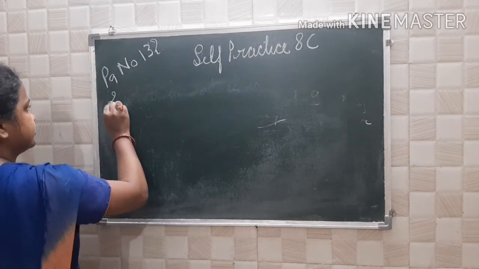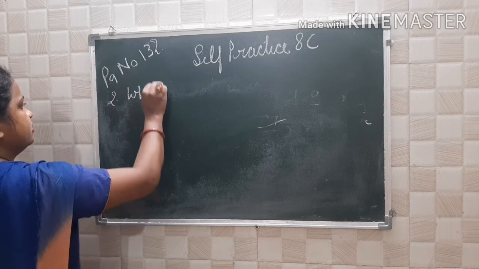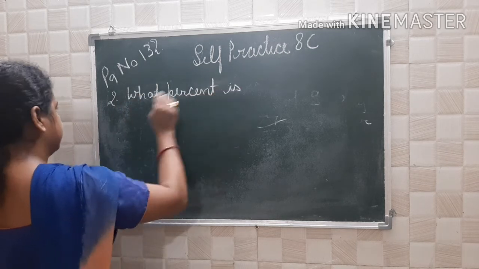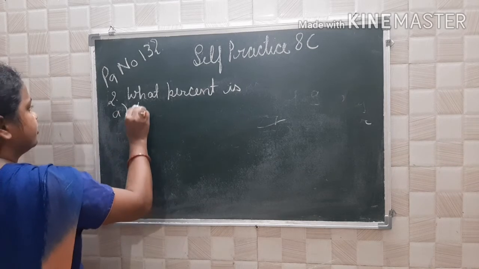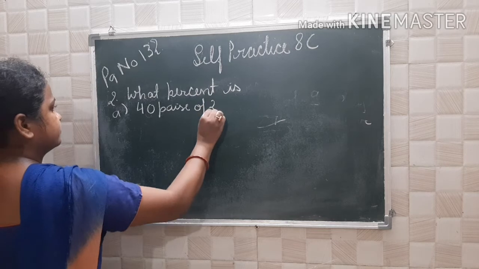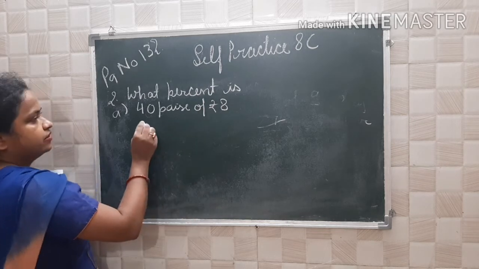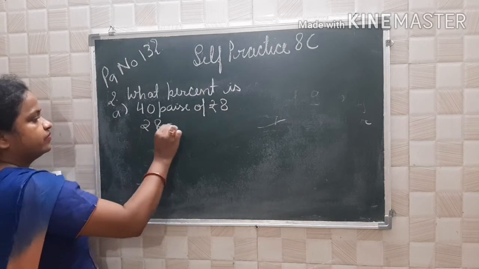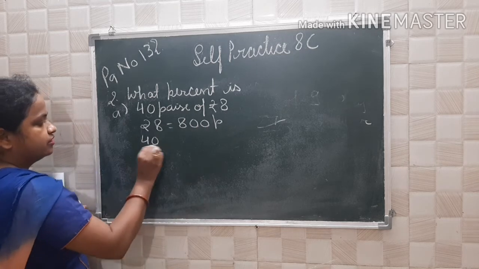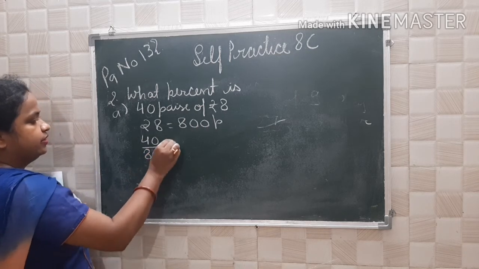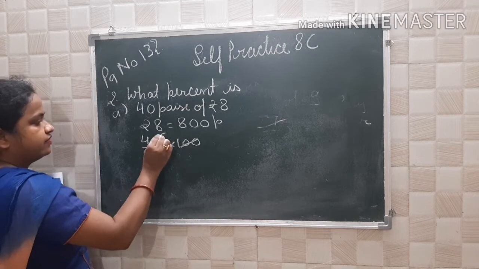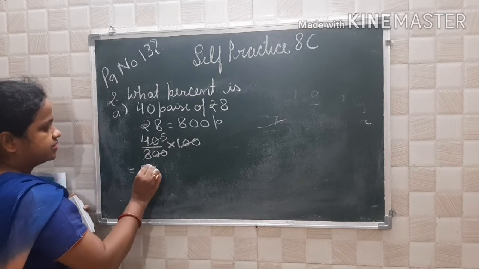What percent is A. 40 paisa of rupees 8. So you will have rupees 8 is equal to 800 paise. So you will have 40 upon 800 into 100. 0 cancels out. 8 5s means 5%.